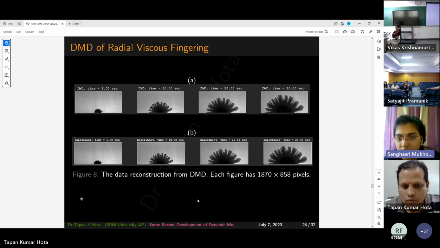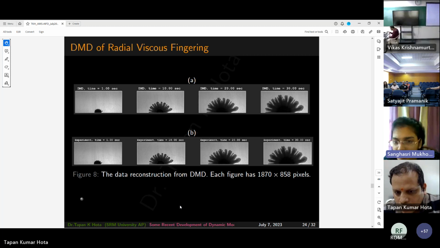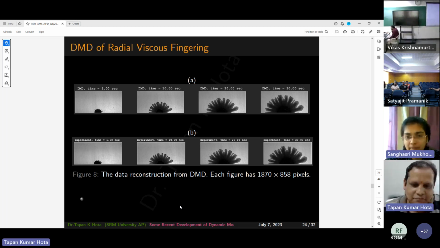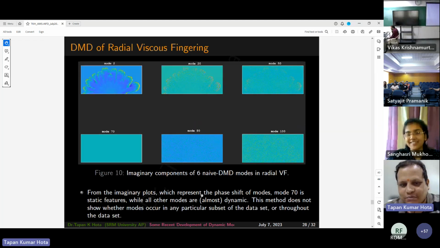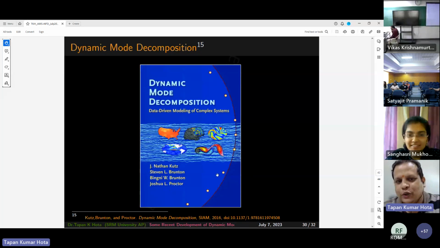I think there is a question in the chat box. The question is: is there any scenario where DMD fails to reconstruct the original flow field with good accuracy? Of course. So I'm telling you, look at this book. In the first, second or third chapter, he gives a very simple example where DMD fails.